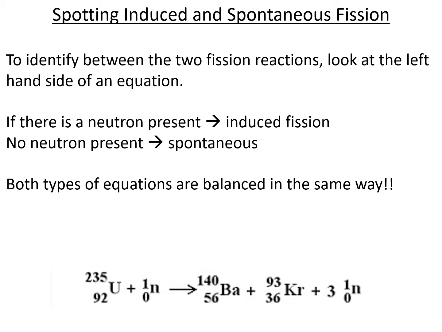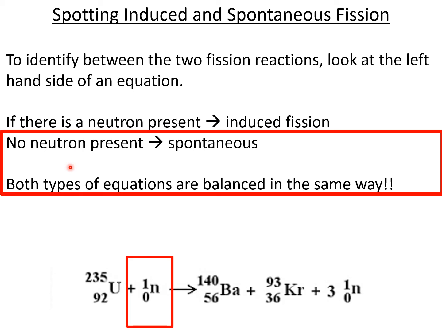Now, how do we know if a reaction is induced or spontaneous? Well, to do that, we have to look at the actual equation. So here we've got an equation down here. If there's a neutron present on the left-hand side, that means there's an induced fission. And if there's no neutron present, it's a spontaneous one. So that's the bit that we're looking for on the left-hand side there. You can see there is a neutron there, so that means it must be an induced fission.